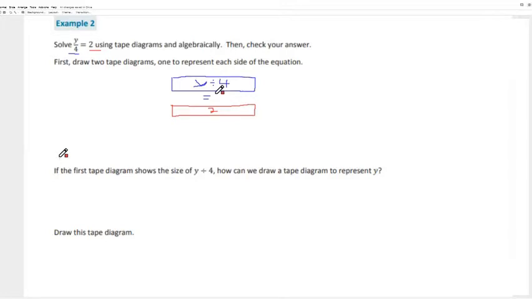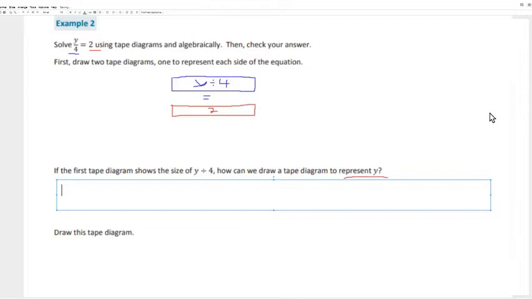Moving on to the next one, it says, if the first tape diagram shows y divided by 4, so this is the size of y divided by 4, how can we draw the tape diagram to represent y? Well, if it's y divided by 4, y has to be 4 of these because this is broken up into 4 equal parts. So because this is divided by 4, it has to be 4 boxes. So the tape diagram representing y should be 4 of the y divided by 4s. So let's go ahead and type that in there.